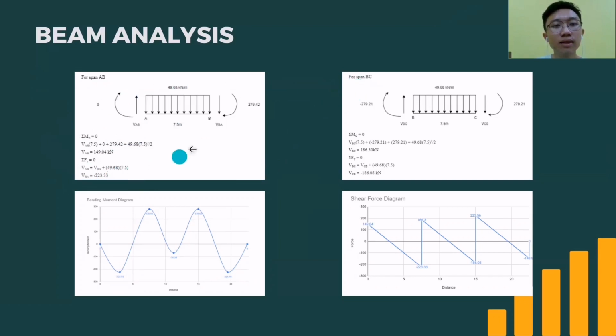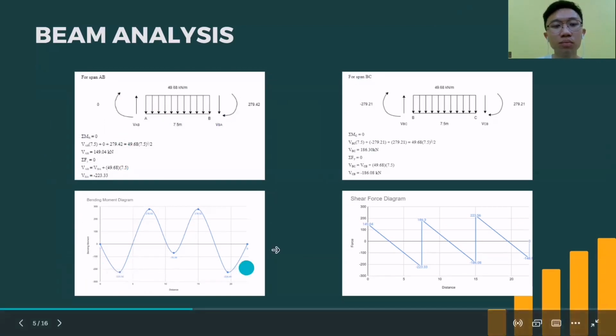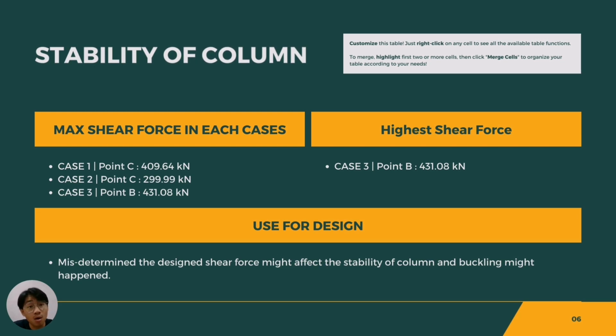Next, we can use all the calculated answers in order to help us to plot the diagram for bending moment and also the shear force diagram according to the positive direction. Furthermore, based on the shear force diagram, we can determine the support reaction for each point.